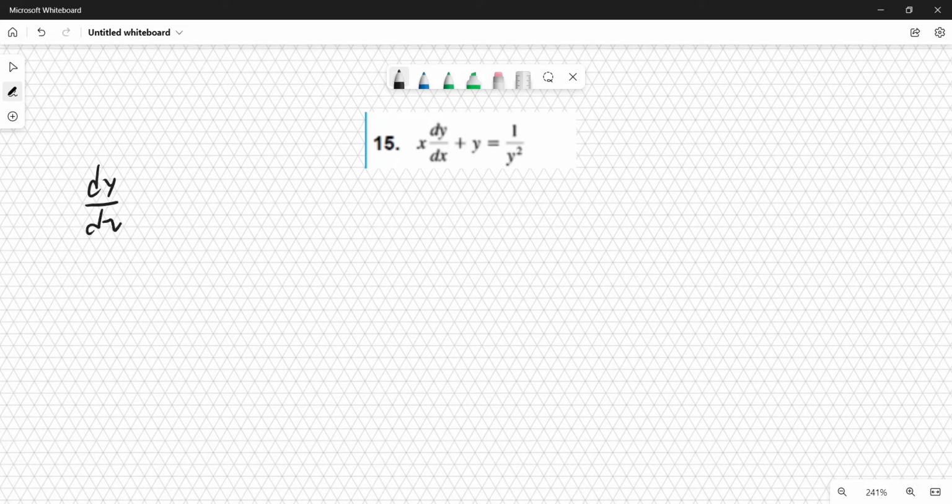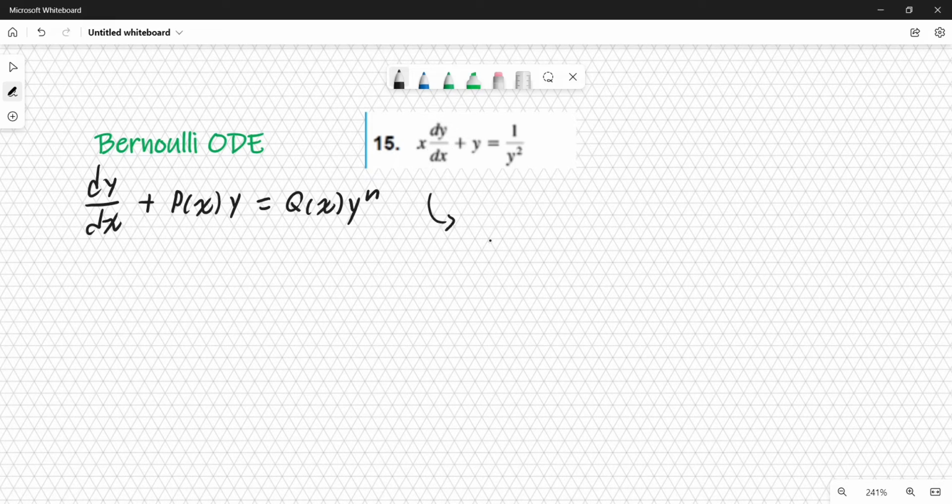dy/dx plus capital P, so it doesn't confuse you, P of x times y equals q of x times y to the n. So we want to make this equation right here look like such. To start off, we want dy/dx by itself. So it makes sense to first divide by x all throughout.